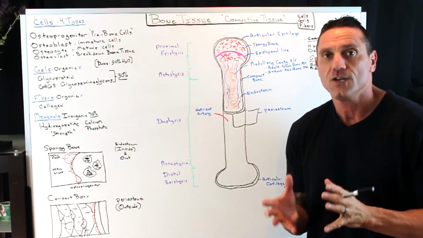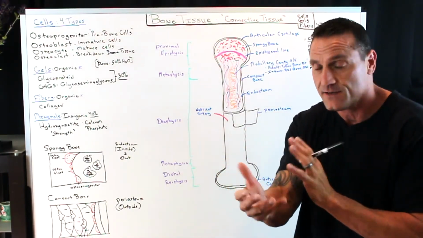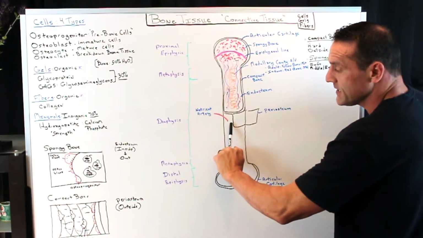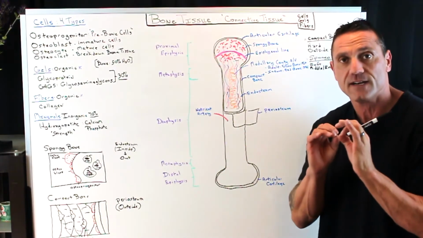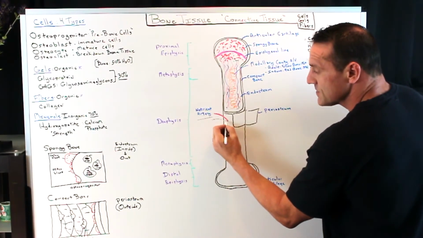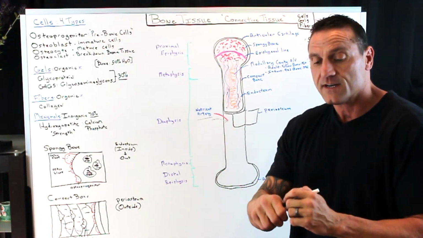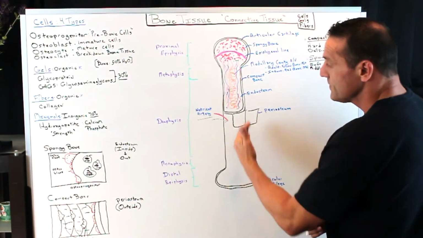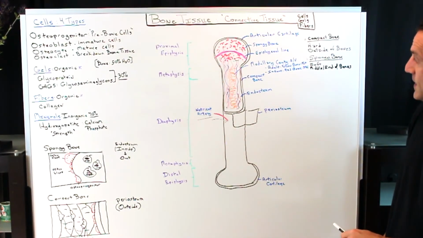Now we have a main nutrient artery because these bones have to get their nutrients. So piercing in the diaphysis, the foramen, is what I would call the main arterial hub, which is a nutrient artery. And that dips down right into the diaphysis, the nutrient artery, which helps supply the inner bone with the nutrients.